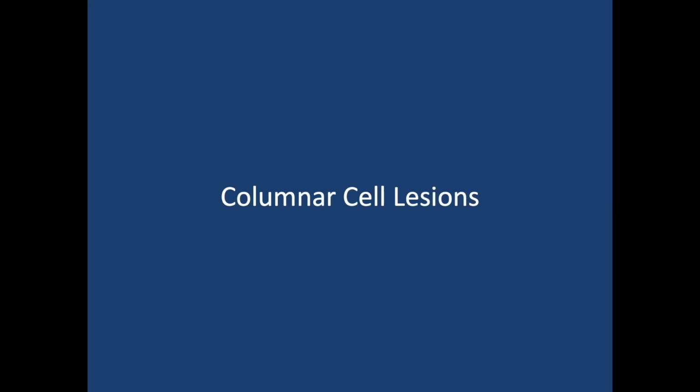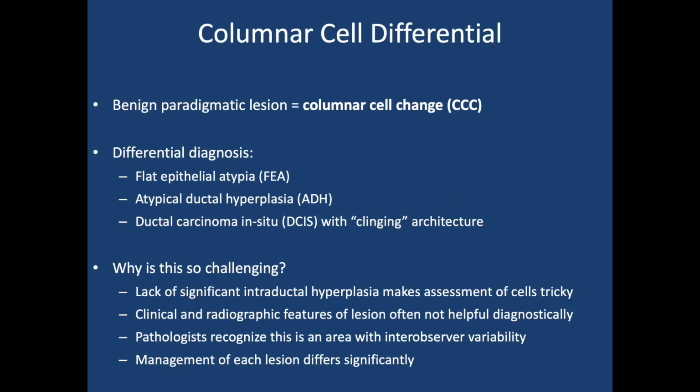So let's take a look at columnar cell lesions and the columnar cell differential. The benign paradigmatic lesion is columnar cell change. The big differential diagnosis we end up having to struggle through is flat epithelial atypia, atypical ductal hyperplasia (ADH), or in some cases, DCIS that happens to have a very clinging architecture. We all know why it's challenging. And with these lesions, a lot of times the only thing that makes us feel more comfortable with them is just more and more experience, having colleagues to bounce difficult cases off of.